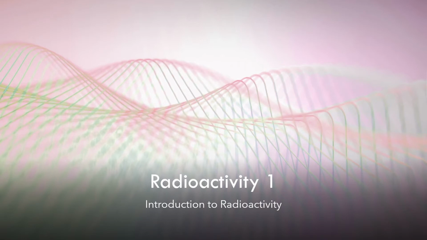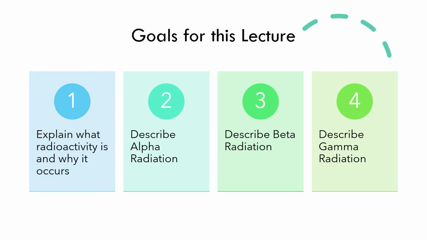Today we're going to start looking at radiation. Our goals for today are to first explain what radioactivity is and why it occurs. We will then look at three major types of radioactive decay: alpha decay, beta decay, and gamma radiation. For each of these, we will be describing both the radioactive particle that is released and the overall effect it has on the decaying radioisotope.